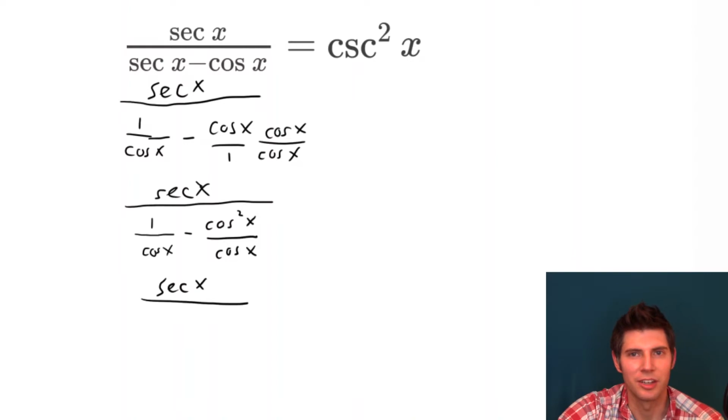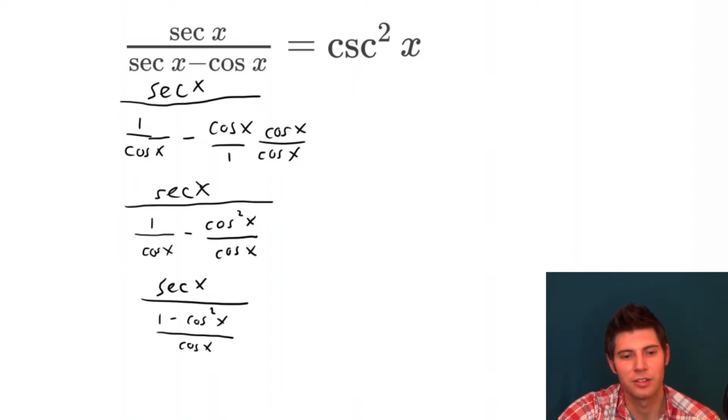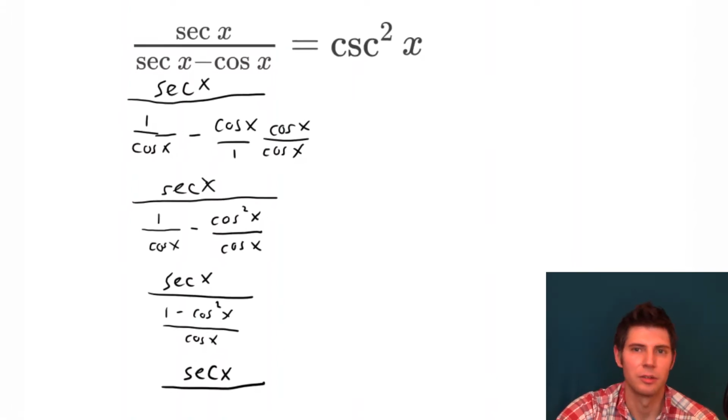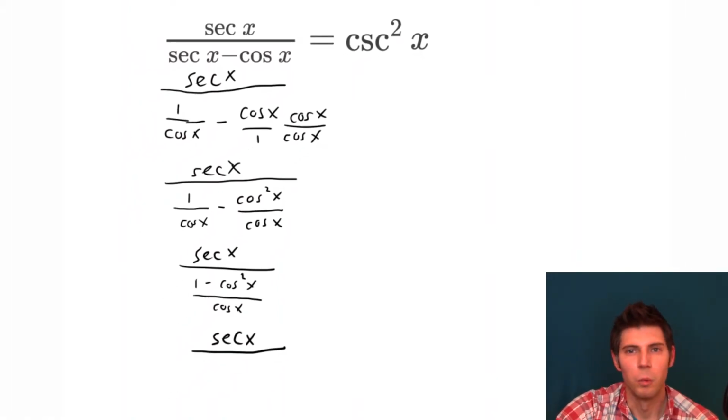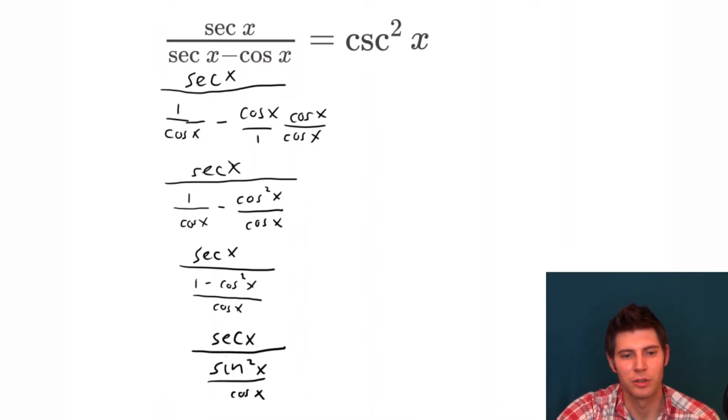So now bring down the secant x, just leave that alone for now. And the bottom can now be a single fraction with 1 denominator, that cosine x. So it's 1 minus cosine squared x over cosine x. Now bring down the secant x again. Now 1 minus cosine squared x, that's one of our Pythagorean identities, and that ends up becoming sine squared x. And it's still over cosine x.